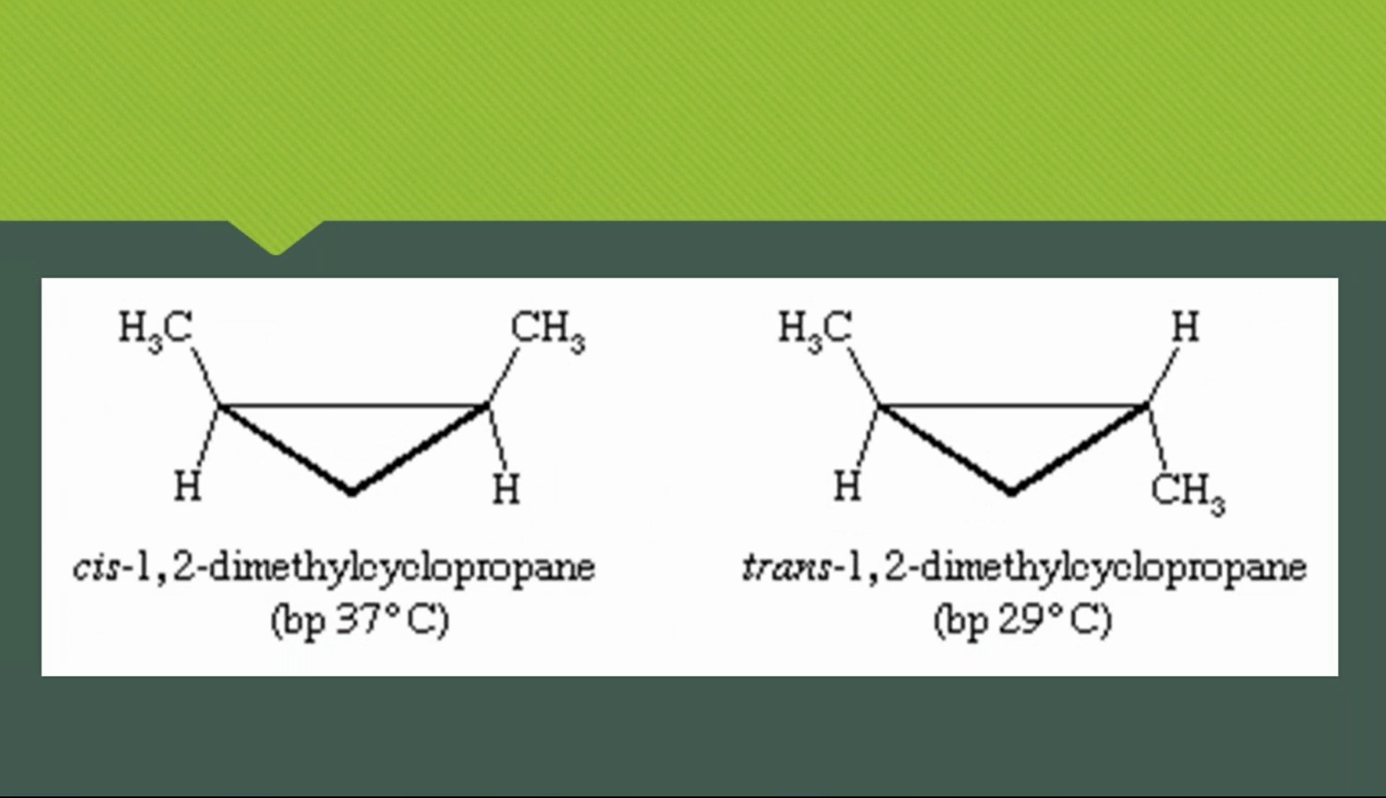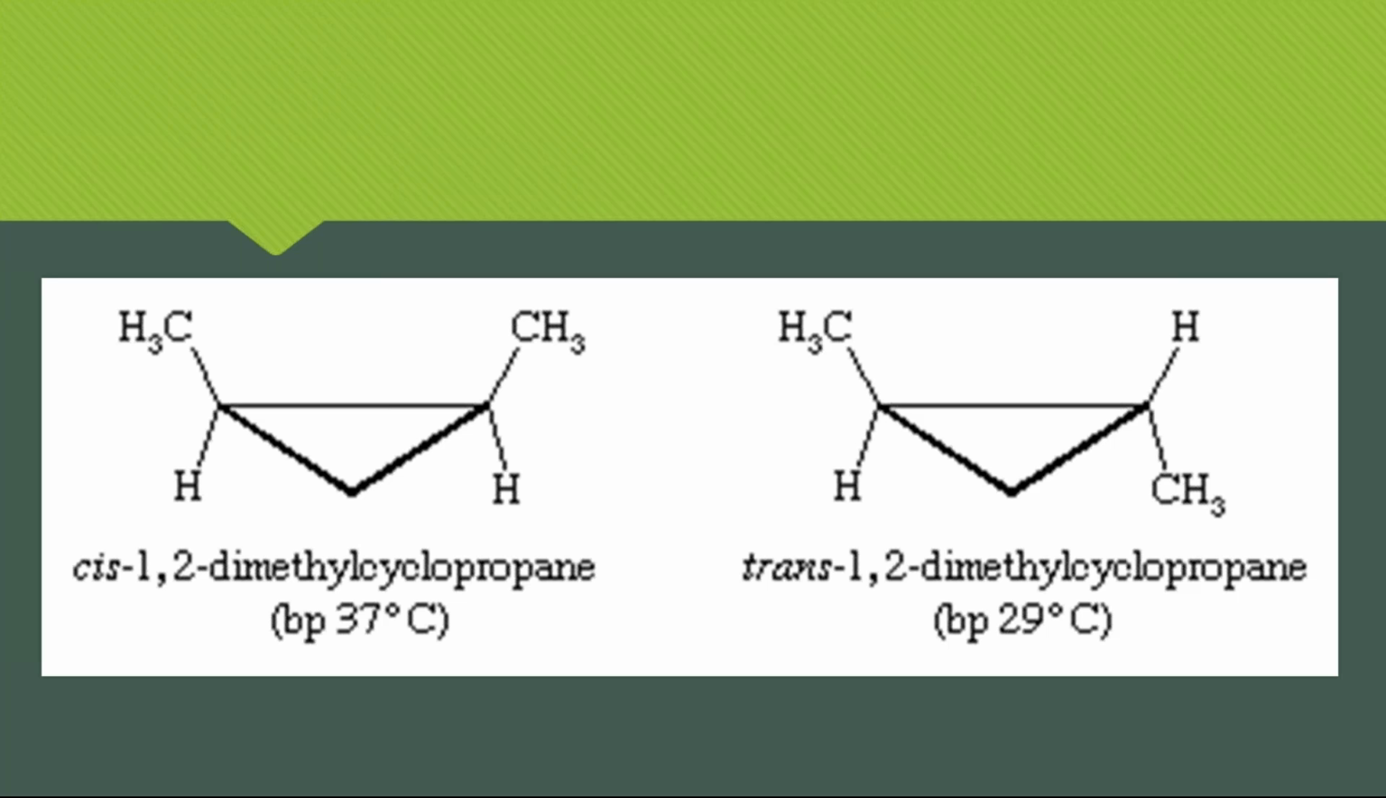Now, geometrical isomers are possible in cyclic compounds as well. This is an example of 1,2-dimethylcyclopropane. You have cis and trans forms, and they vary in physical properties like boiling point. The boiling point of cis 1,2-dimethylcyclopropane is 37 degrees Celsius, whereas trans 1,2-dimethylcyclopropane is 29 degrees Celsius.